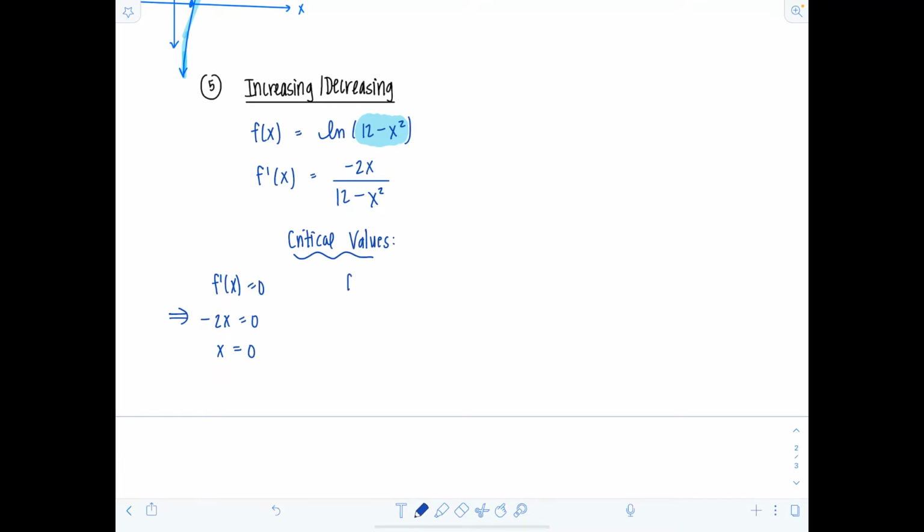They come from where f prime of x does not exist. In this case, that would mean the denominator is 0, which would mean x equals plus or minus 2 rad 3. But these are not going to be critical values because these are not elements of the domain. Remember, the domain is the open interval from negative 2 rad 3 to 2 rad 3. In fact, we have vertical asymptotes at x equals plus or minus 2 rad 3. So there's no way those can be critical points, okay? They're not on the graph.